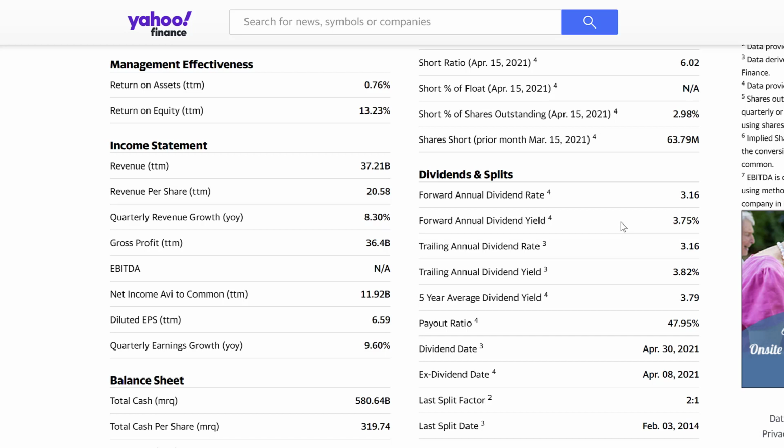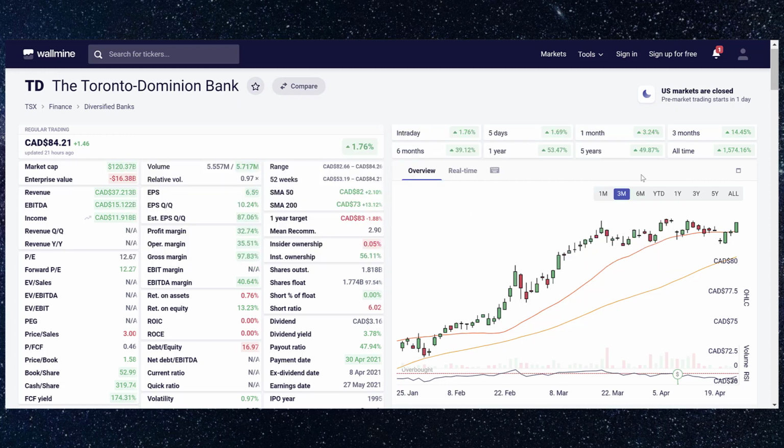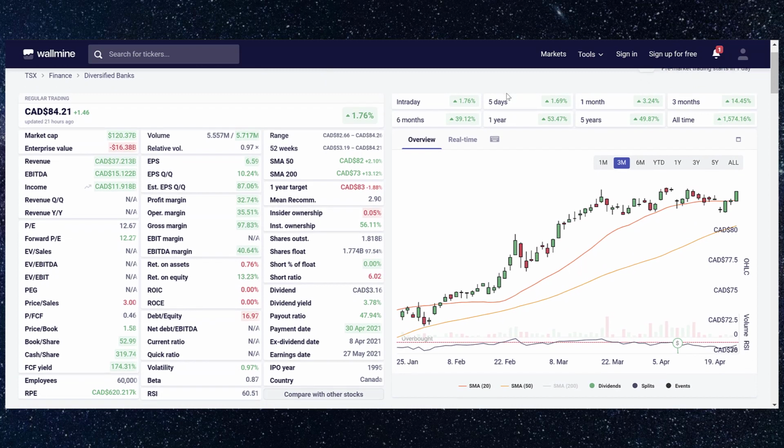And this leads us nicely into the second free online resource or tool that I like to utilize when analyzing a stock. So let's hop into Wallmine. The next free resource or tool that I use to analyze a stock on a pretty regular basis is Wallmine. Wallmine, what you're seeing on screen here, is almost too much information in one place. Looking at Wallmine, you can see a lot of the same information that Yahoo Finance has. Again, we're using TD Bank here as an example.